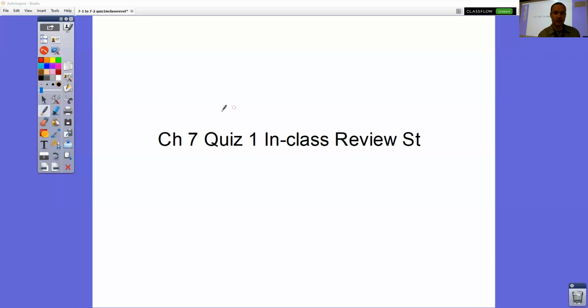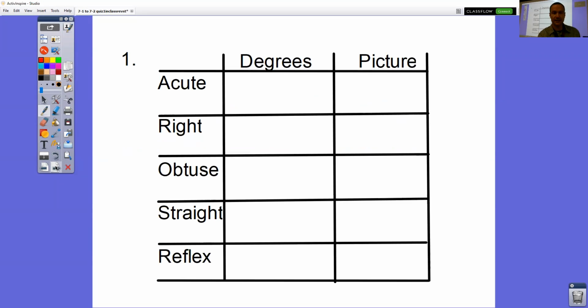So, reviewing for the Chapter 7 Quiz 1, in the first set of questions, you are going to be given either degrees of an angle or a picture of the angle, and you need to identify what type of angle it is. So, what I would like you to do is write down how many degrees are in an acute angle, right angle, obtuse angle, straight angle, and reflex angle, and then draw a picture of them. Because again, on the quiz, you're going to have to identify the angle by its picture and by its number of degrees. Go ahead and do question number 1 right now, please.